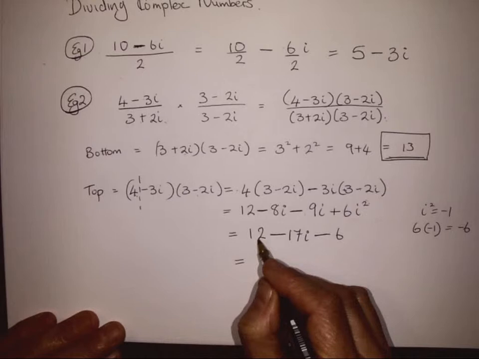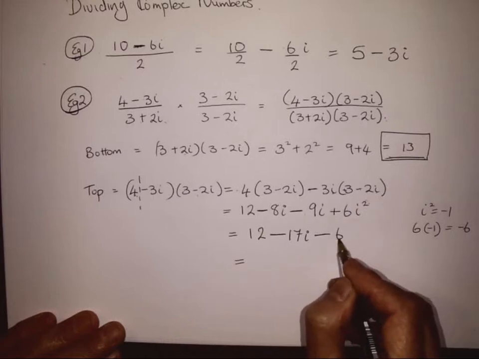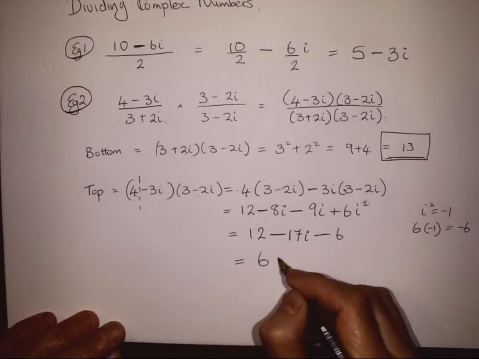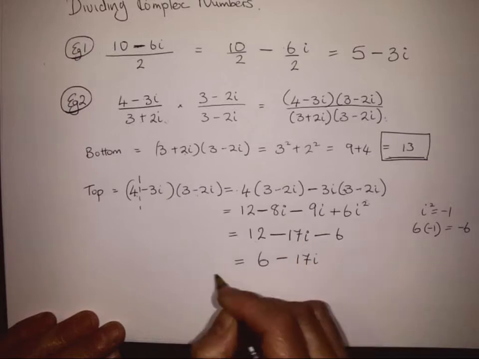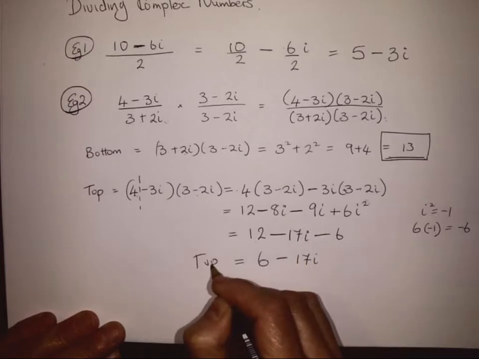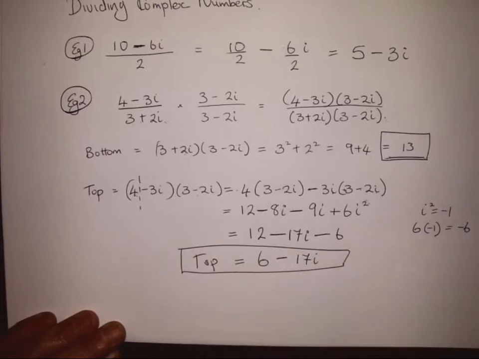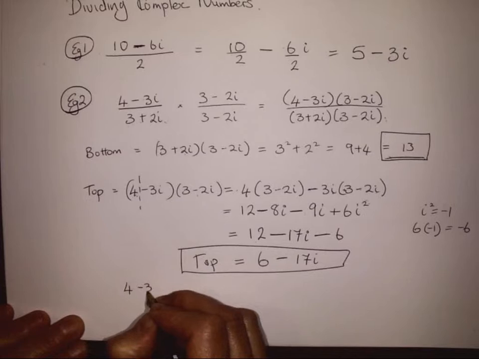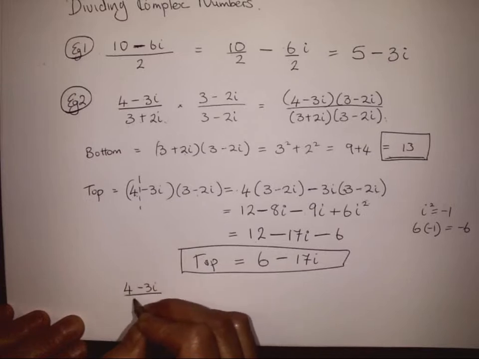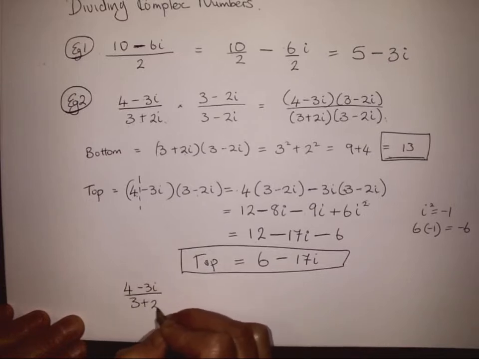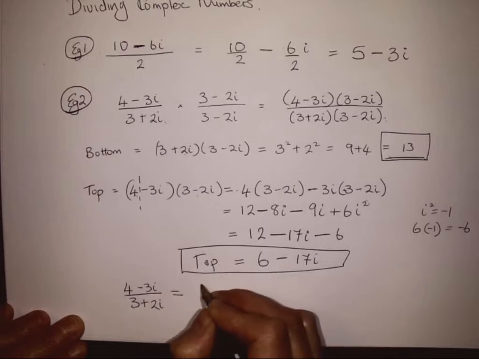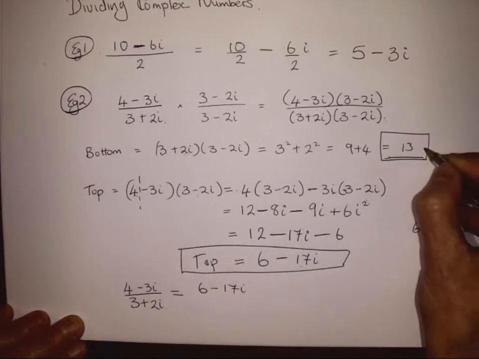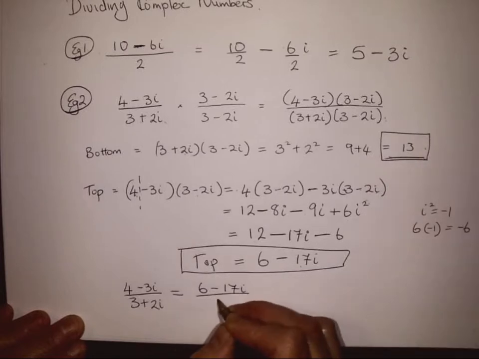So now we have 12 is real and minus 6, so 12 minus 6 will leave 6, minus 17i. And this is the top. So now our final answer, so the question was 4 minus 3i divided by 3 plus 2i is equal to 6 minus 17i, the top part, divided by the bottom part, 13, over 13.